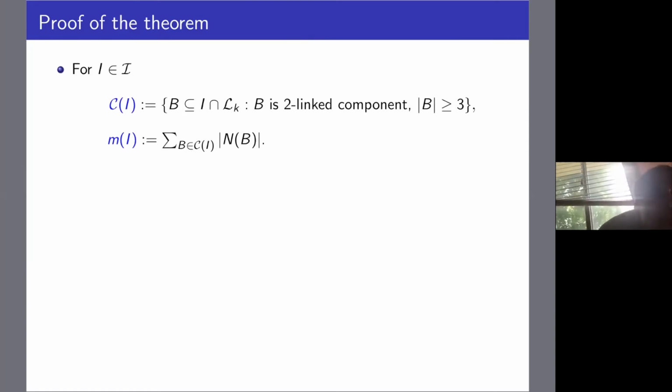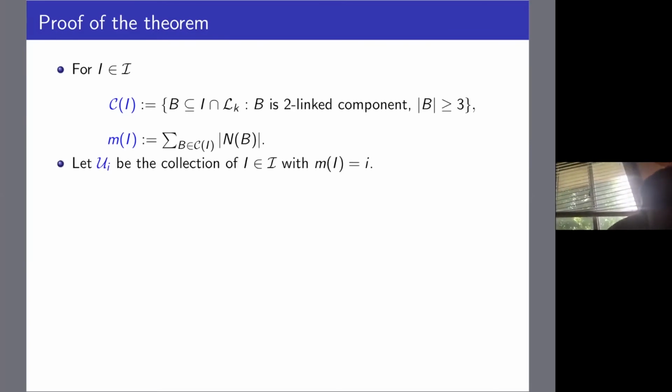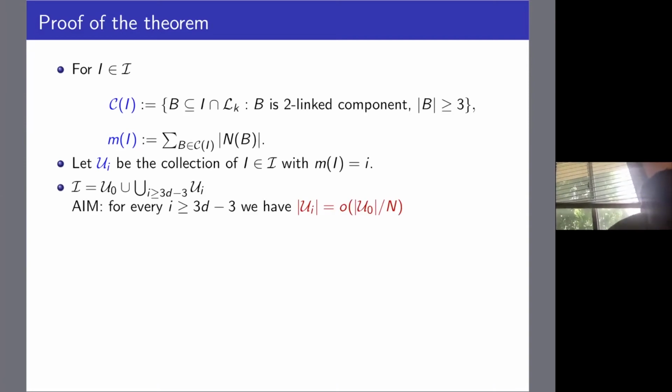then I define Ci to be the set of two-linked components of sizes at least 3, and I assign a weight function which counts the neighborhoods of these components, and I partition the independent sets according to the size of their weight. So I put into UI the independent sets where this weight function is I.